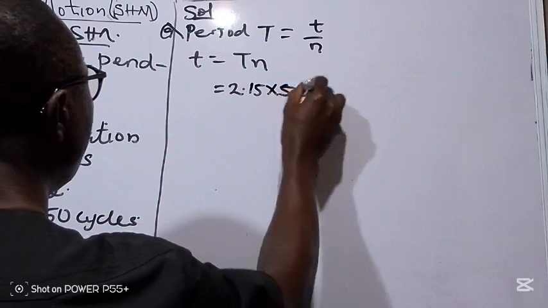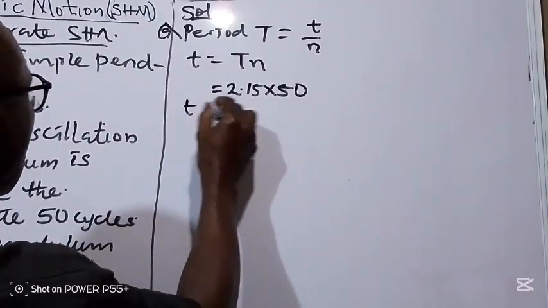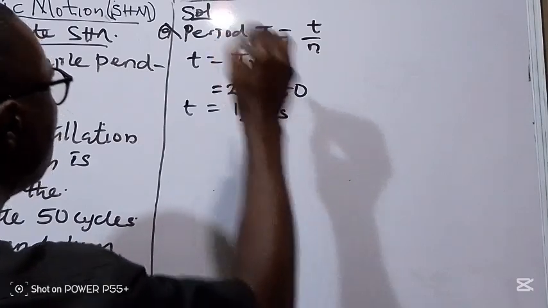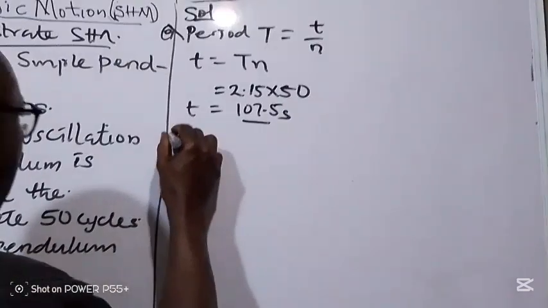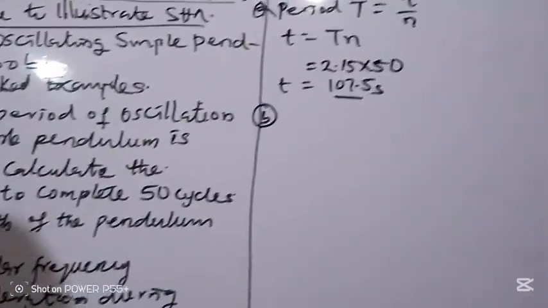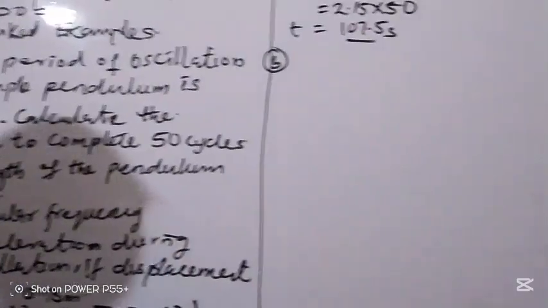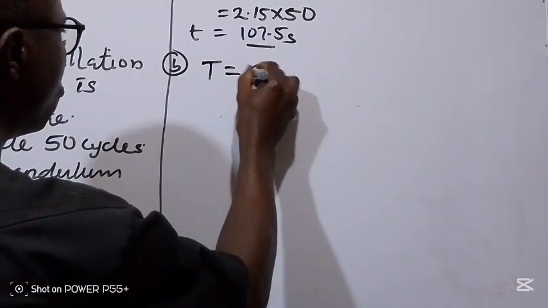T now is equal to 107.5 seconds. Question B asks us to calculate the length of the pendulum bulb. So we have T is equal to 2 pi into square root of L over G.